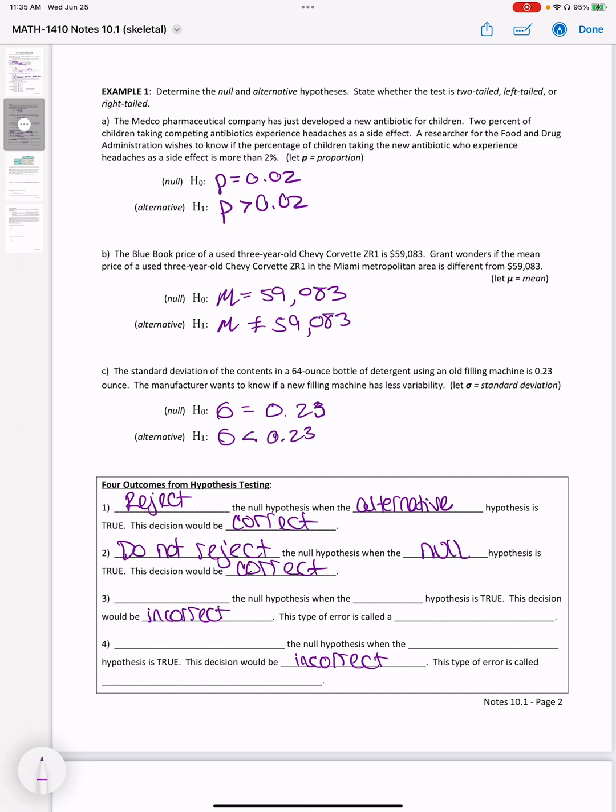So if the null hypothesis is true and you have a mistake there, the mistake would be that you rejected the null and you shouldn't have. This is known as a type 1 error.